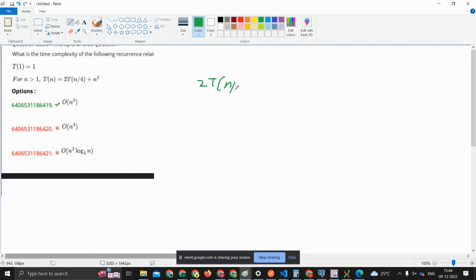So if it was something like 2T(n/2) plus n square, which means what is happening? n is getting split into two parts, n by 2 and n by 2, correct? Sorry, n by 4, n by 4, right? So in this case, what is going to be the complexity?